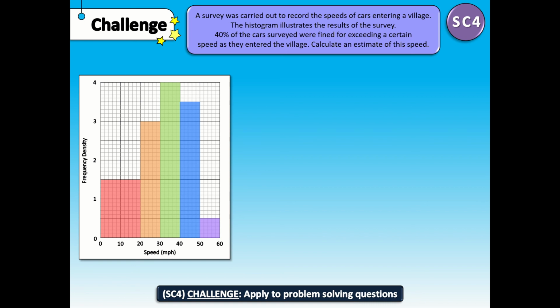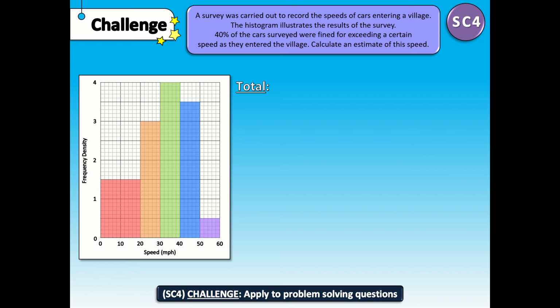For this question, a survey was carried out to record the speeds of cars entering a village. The histogram illustrates the results of the survey. 40% of cars surveyed were fined for exceeding a certain speed as they entered the village. Calculate an estimate for this speed.